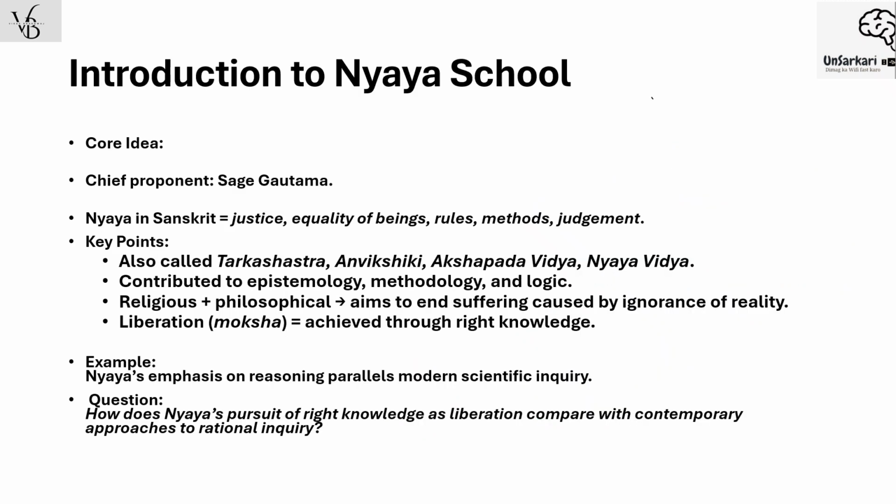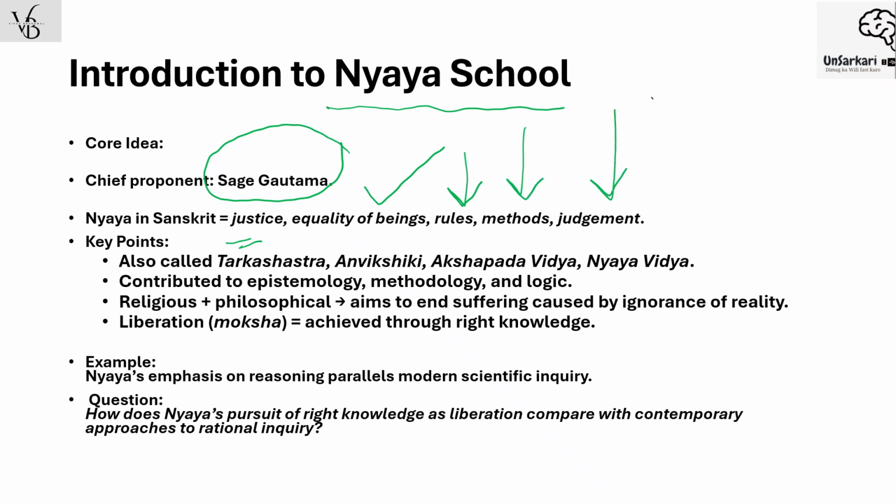Let's see the introduction to the Nyaya school. So the core idea is, as we discuss further, the chief proponent is Sage Gautam. Nyaya in Sanskrit means justice, equality of beings, and also equality of rules, equality of methods, and also judgment. These are the very important keywords. Rules, method, and judgment. What kind of rules you are applying, what kind of methods you are using, and what kind of judgment you are making.